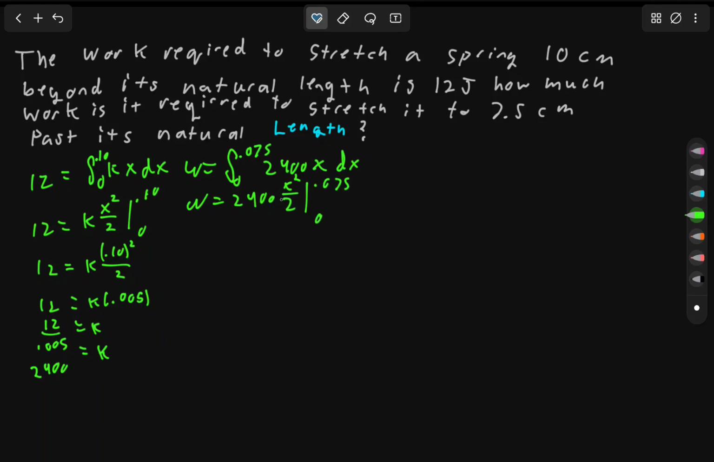Evaluating this at 0 is just going to yield 0. So we just have to worry about the upper bound, which is 0.075 squared divided by 2. Alright, there we go. Now evaluating this, we get an answer of 6.75 joules.